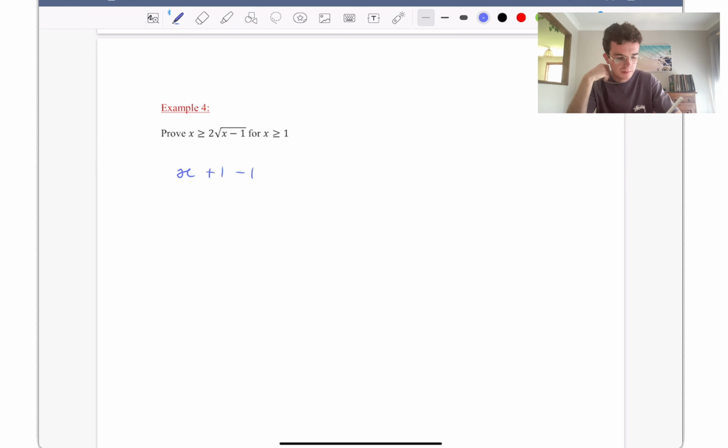Now, it doesn't have to be plus 1 minus 1. It could be plus 7 minus 7. And now we can use the strategy. So the square root of the first thing.